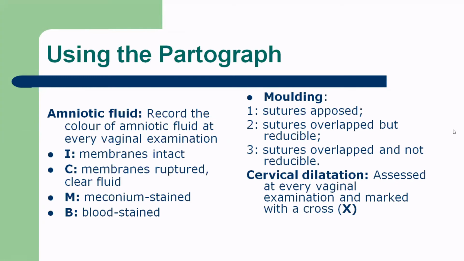If there is molding, you have to note the degree of molding. First degree is sutures are just opposed. Okay, so the parietal bones or frontal bones can be opposed. Okay, second degree is sutures are overlapped but reducible. Third degree molding is sutures are overlapped and not reducible. This is severe degree of molding. Okay. Cervical dilatation is assessed in every vaginal examination and marked with a cross in that graph.